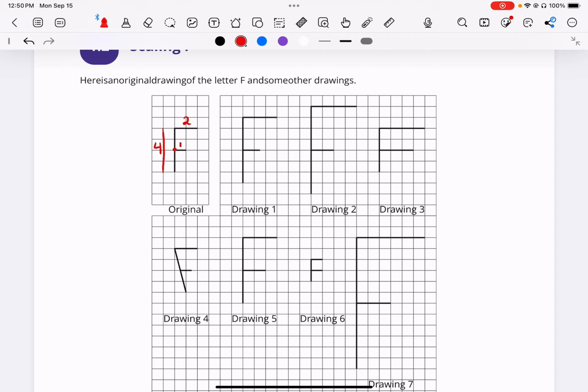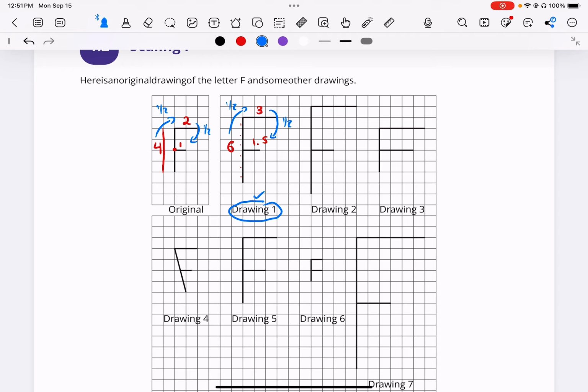So for drawing 1, it's 7 tall, then it goes 6 tall, sorry, miscounted. So it's 6 tall, then this is 3, and then this is 1.5. So I noticed that 4 was cut in half to give me 2, and then 2 was also cut in half to give me 1. So I have to maintain that same pattern. So half of 6 is 3, half of 3 is 1.5. So drawing 1 is a scaled copy.